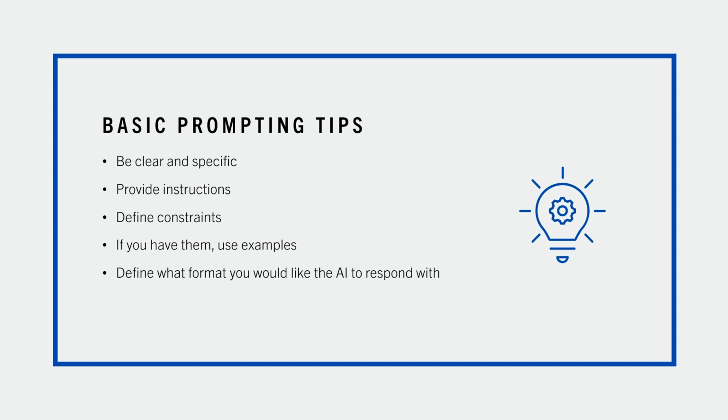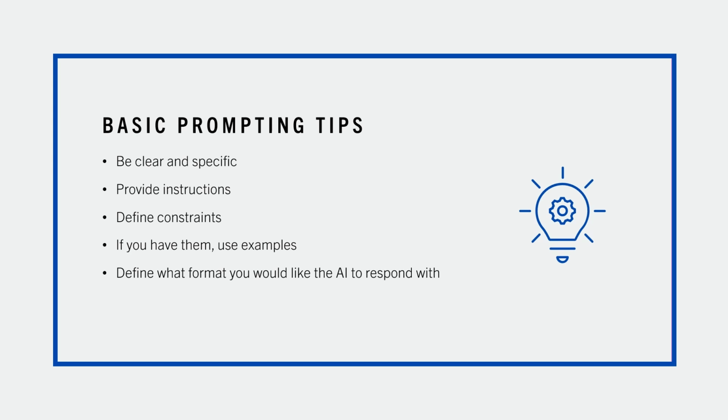First off is to be clear and specific. AI tools perform much better when they know exactly what you want and the way you want it to be done. Second, which goes along with this, is provide instructions. Providing specific instructions about things you want the AI to do, or maybe a specific way you want the response to be formatted, is extremely important.